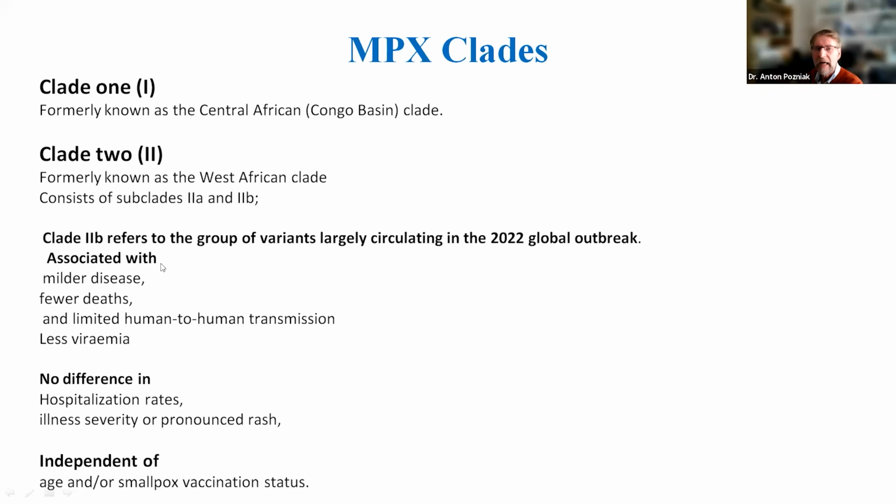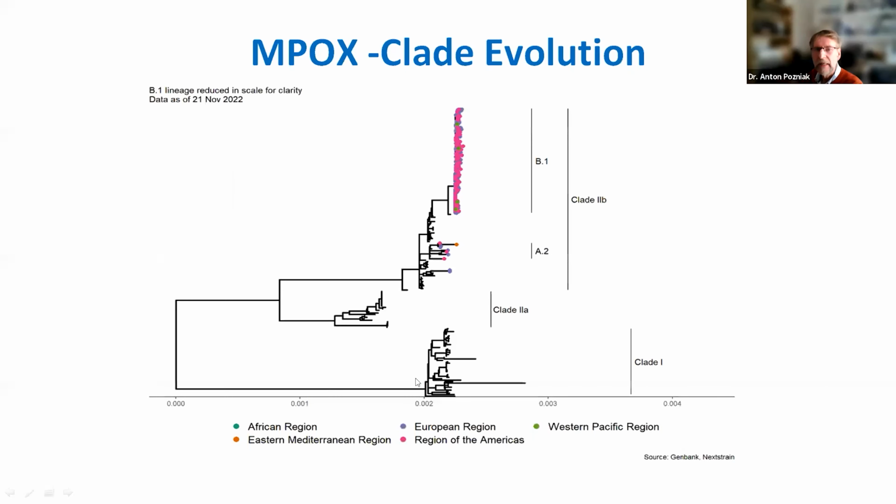Although if you compare clade 1 and clade 2, there's no difference in hospitalization rates, illness severity, or pronounced rash. But this data comes out of Africa, where you may not have as much diagnostic capability and only the sick people end up in hospital. And the severity of the disease was independent of age or vaccination status. So here we are going back in time and the evolution of monkeypox. And in the red is the one that we've seen in the region of the Americas here, and in the European region, the little blue dots as well.